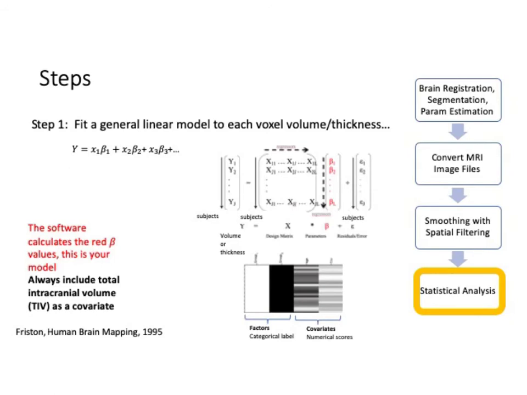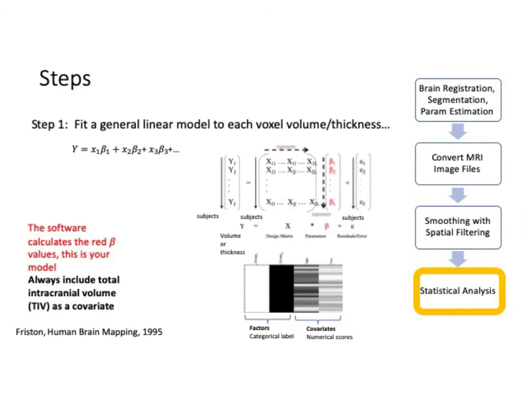In this step, we are trying to ask the question, can our cortical thickness or local volume be predicted from parameters such as our independent parameters, such as our factors and our covariates? And the software tries to estimate the beta values here, which allow us to predict the value of the structural brain parameters from our factors and covariates.